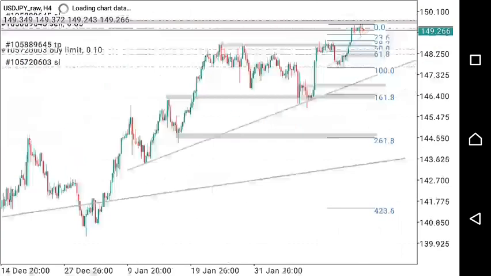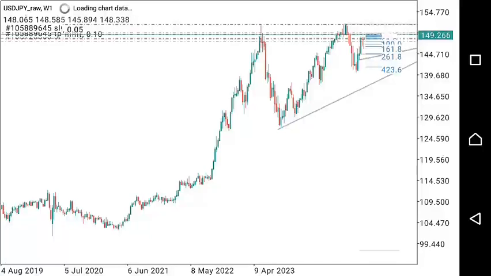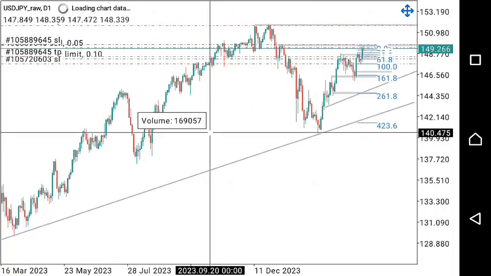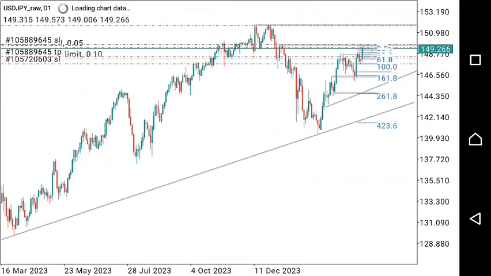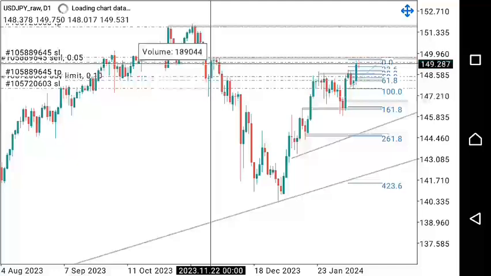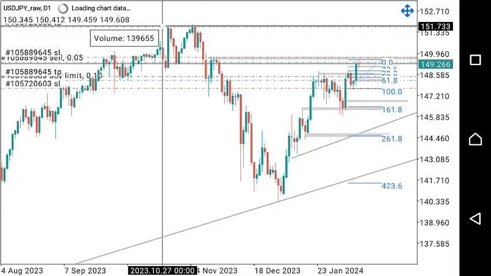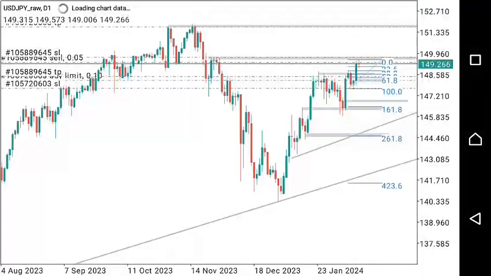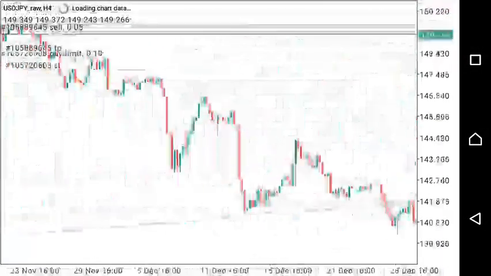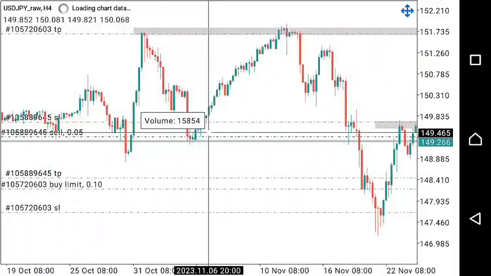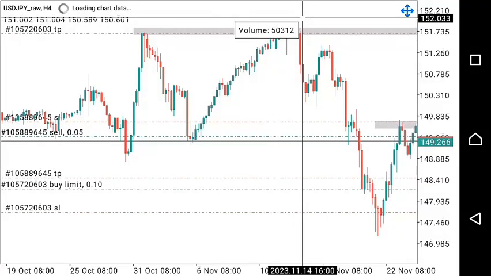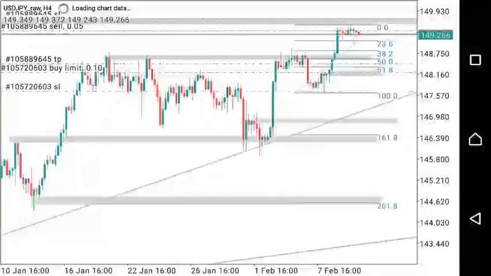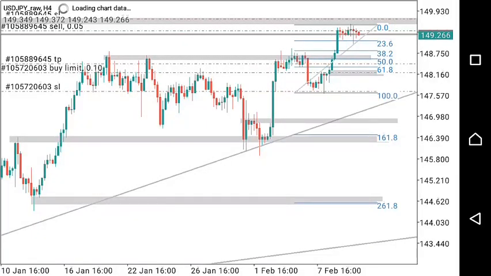Then hopefully price will continue going up to 151,500 or thereabouts because of this double top that was here. So there's definitely going to be some buy side liquidity around this area, which price is willing to take. Then once that happens, we'll just wait and see what's going to happen next on USD JPY.